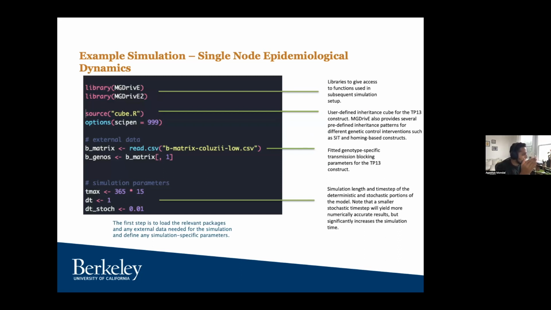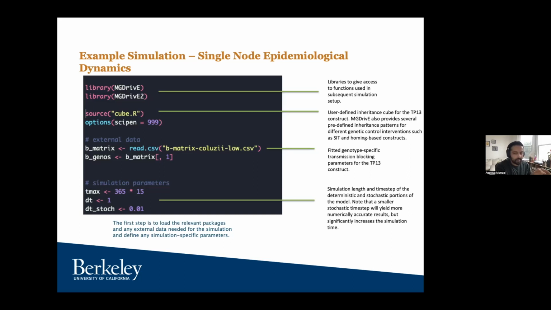So yeah, we first just load the libraries and then we source the cube. So the cube is what determines how the gene drive spreads across generations. So this cube was specifically developed for this construct. Rodrigo, who's a postdoc in our lab, wrote out all of the different probabilities, but essentially what it does is just tracks the probability of different offspring getting the gene drive across generations.